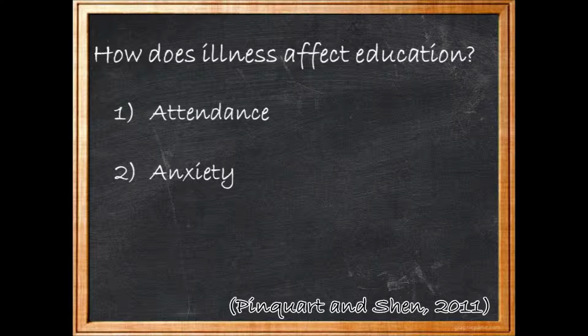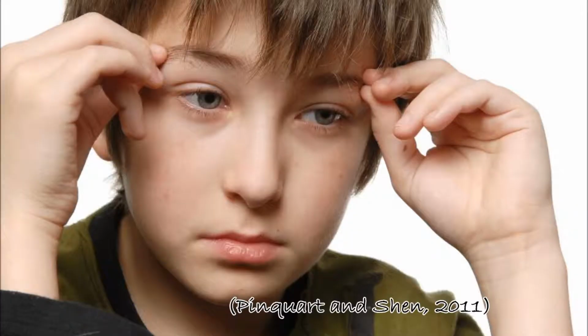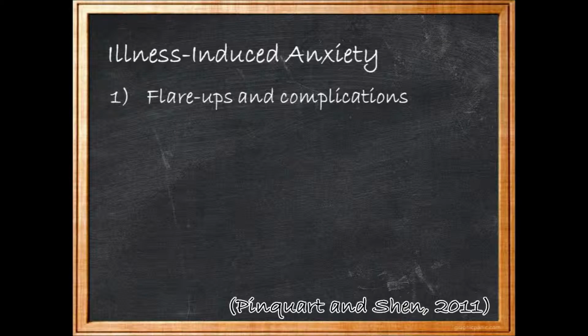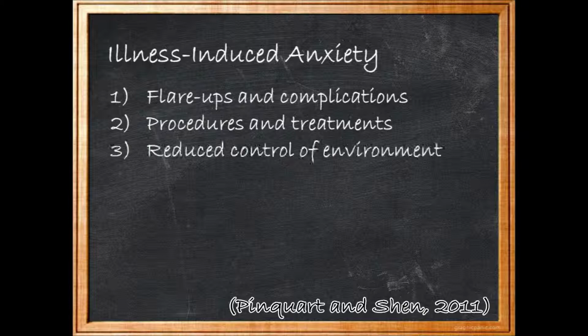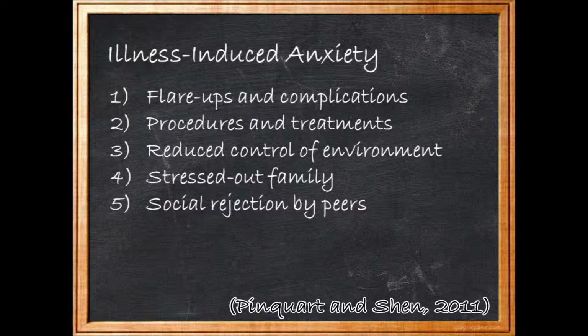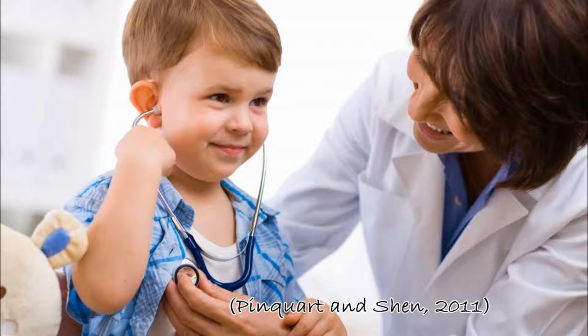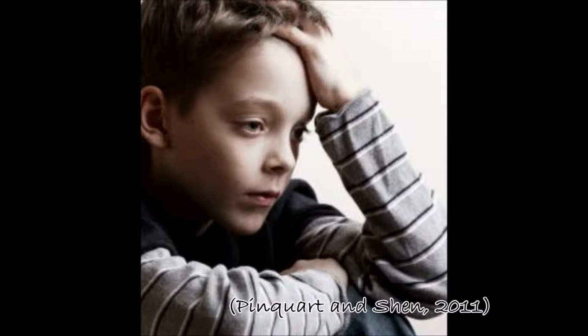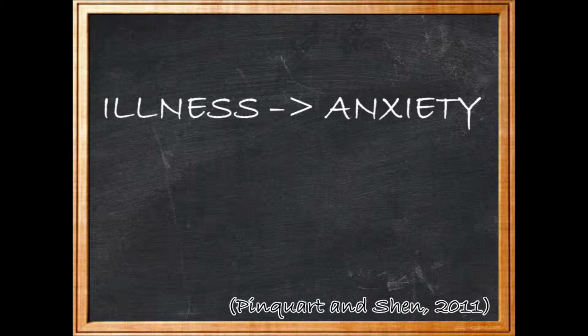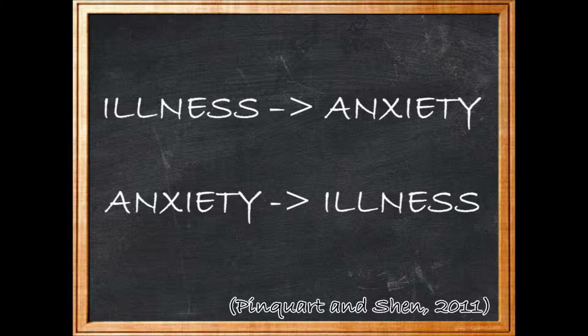Another thing that affects the education of chronically ill students is anxiety. Anxiety results from the perception of dangerous stimuli, or from feeling a lack of control over one's circumstances. Both things that children facing chronic illnesses must deal with as they endure flare-ups and complications, medical procedures and treatments, reduced ability to control their environment, heightened stress levels of caregivers, social rejection by peers, and in the case of worsening conditions, heightened fear of death. Students who have had the illness for a longer period of time may have adapted in a way that reduces such anxiety, but that may not be the case for progressive or worsening conditions. And not only does illness affect anxiety, anxiety also affects illness.